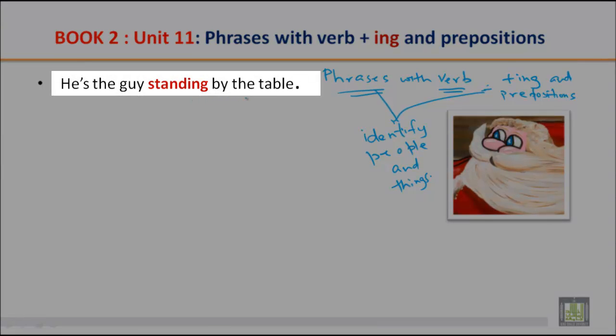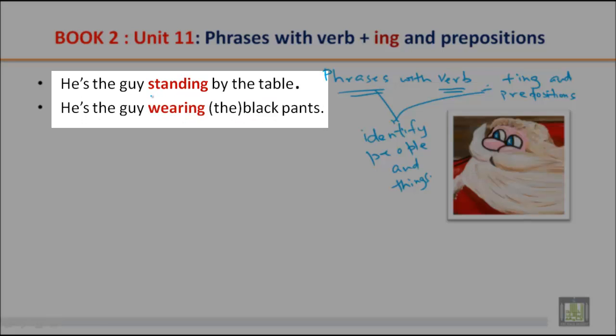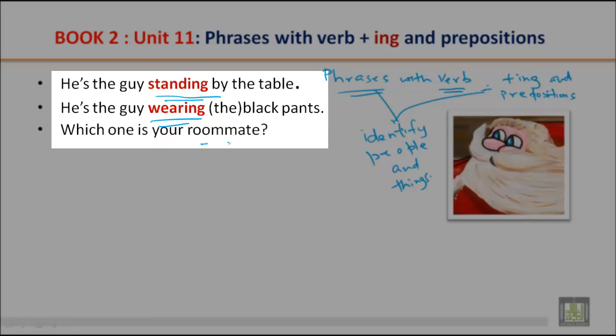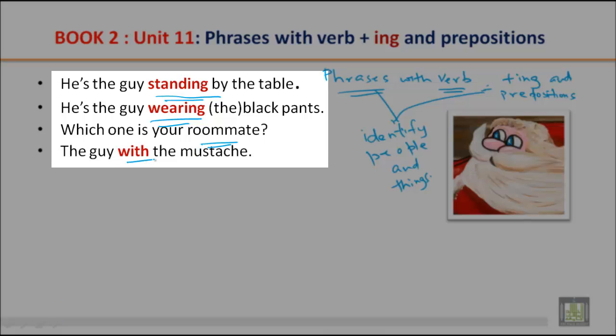So he's the guy standing by the table. So we're talking about a person who is standing by the table. He's the guy wearing the black pants. Which one is your roommate? The guy with the mustache.